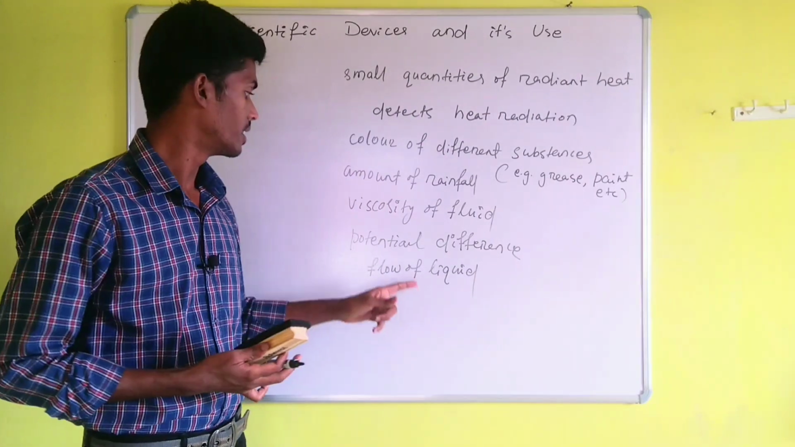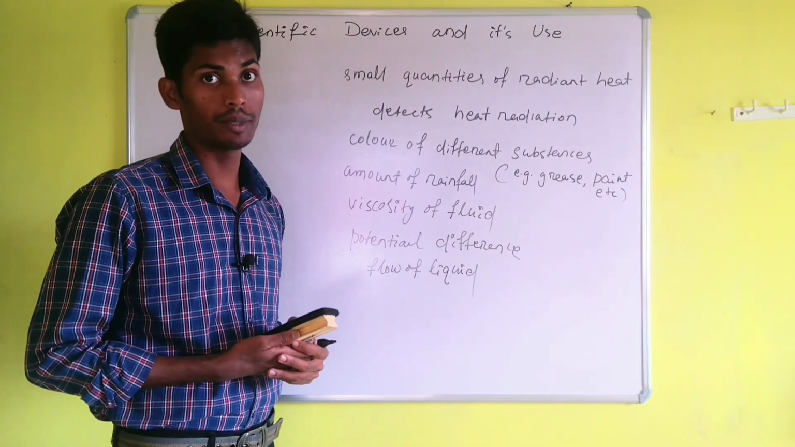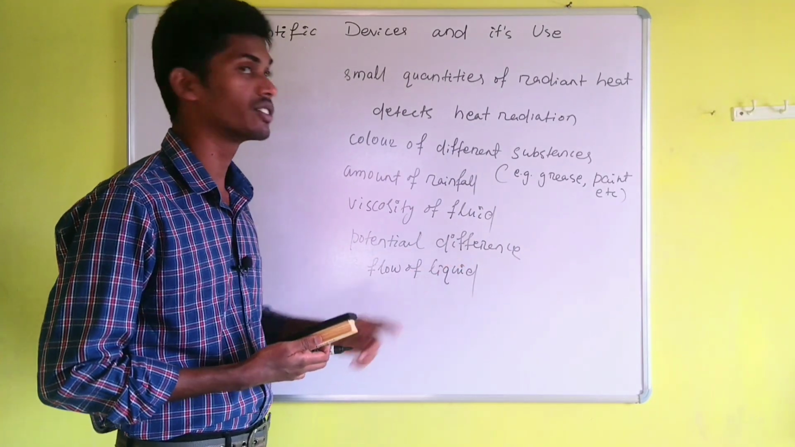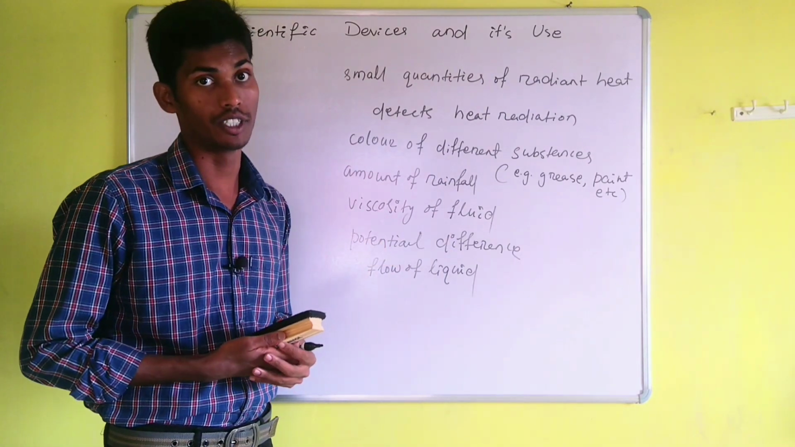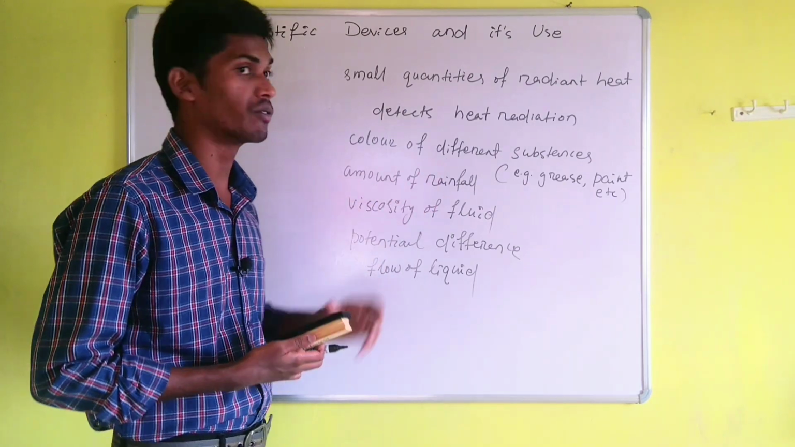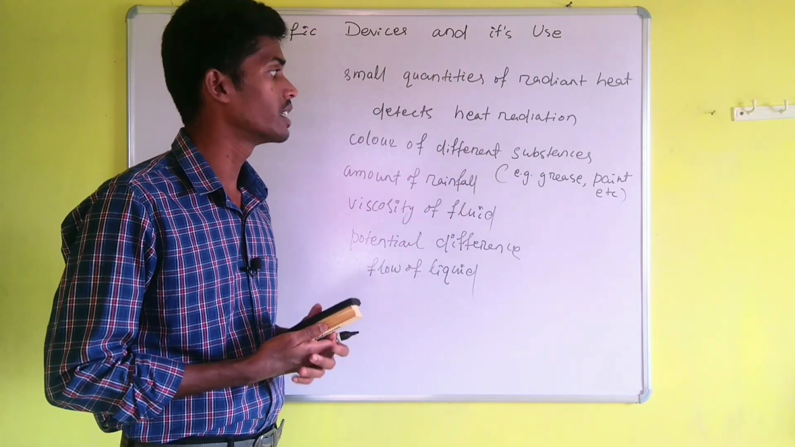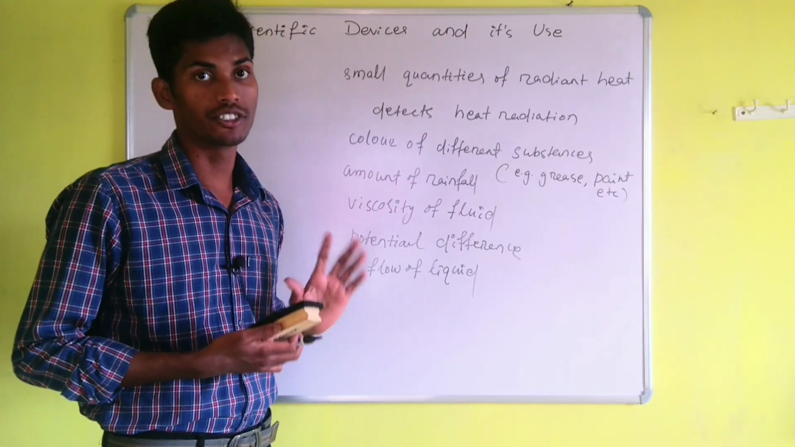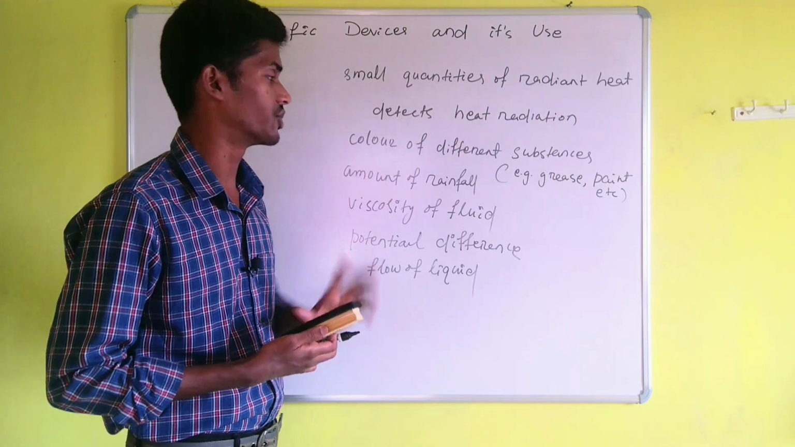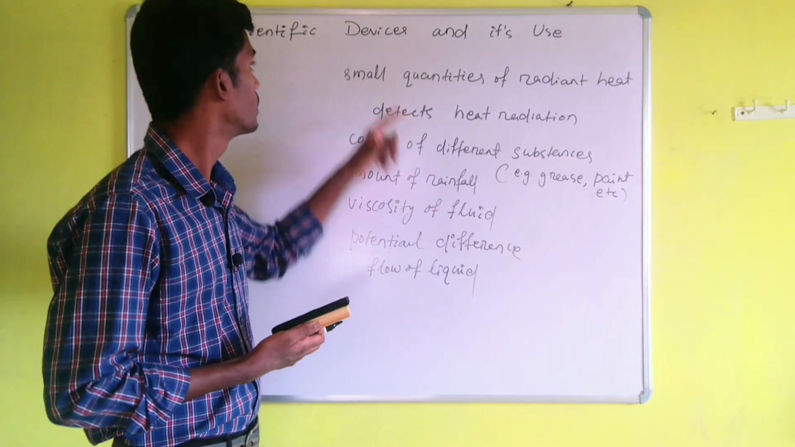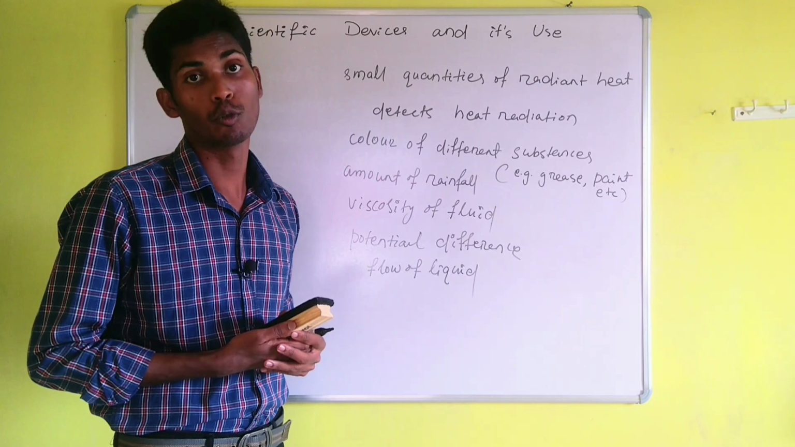We will repeat in reverse order. Flow of liquid, venturimeter. Potential difference is measured by voltmeter. Viscosity of fluid, viscometer. Amount of rainfall, odometer. Color of different substances such as grease, paint, etc. is measured by tintometer. Detects heat radiation, thermocouple. Small quantities of radiant heat is measured by thermopile.